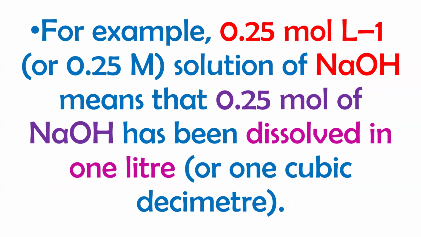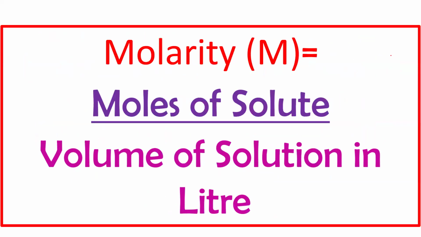For example, 0.25 mole per liter, mole liter to the power minus 1, or a 0.25 molarity solution of NaOH. What does this mean? This means 0.25 mole of NaOH has been dissolved in 1 liter of solution.